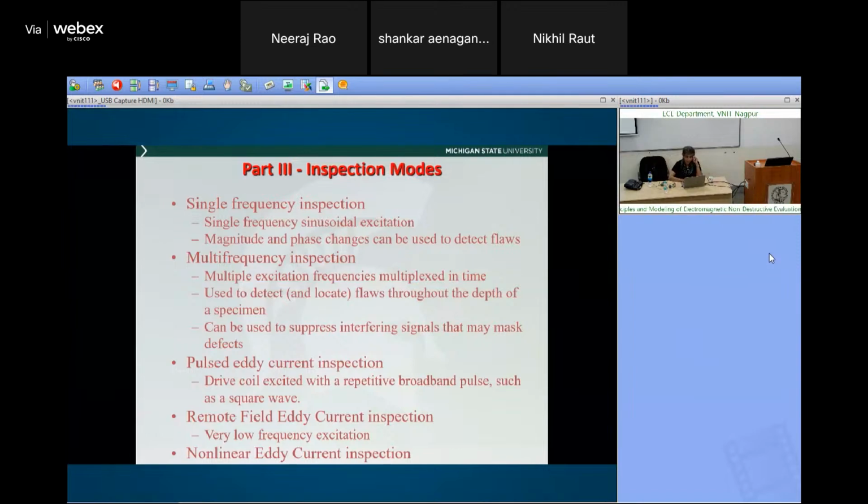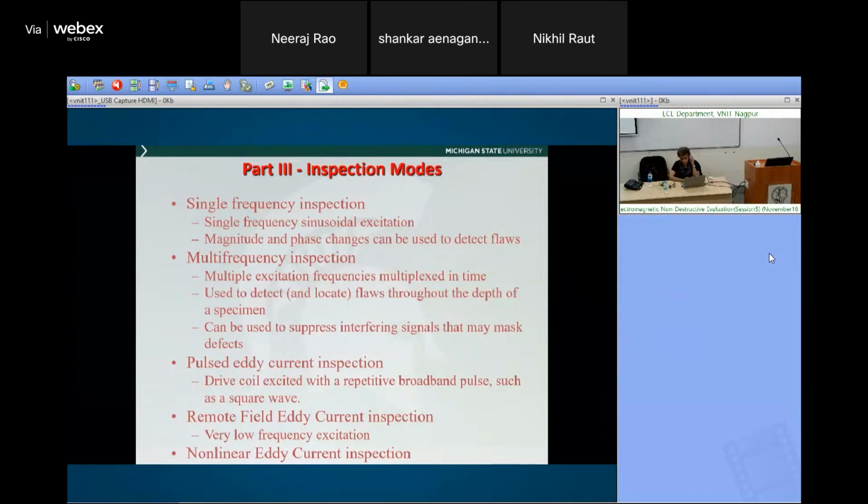Then you have pulse eddy current. Pulse eddy current is when you excite it with a pulse. If you look at the Fourier spectrum of a pulse, it's got a much larger bandwidth. So it's one way of exciting a large set of frequencies, and looking at it in the time domain. It's a pulse, so it's not a continuous excitation. Once the pulse is stopped, then you look at the response signal, and that is a time signal, and we look at that.